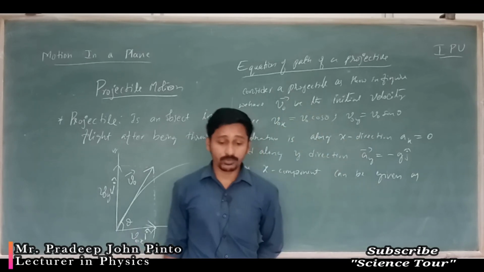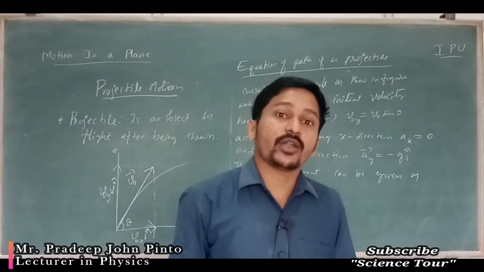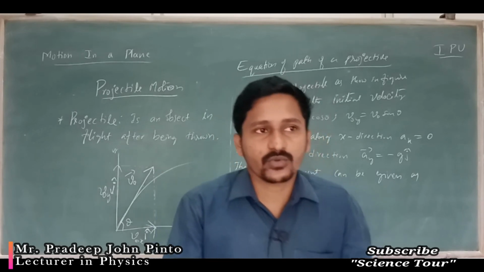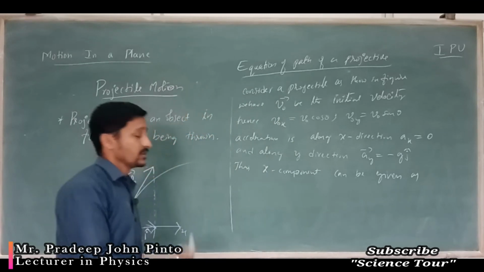So, the equation of the path of a projectile. Equation means what? y is equal to x square, y is equal to ax square plus b, y is equal to ax cube, like that, all those equations. So we have to write down y in terms of x equation here.